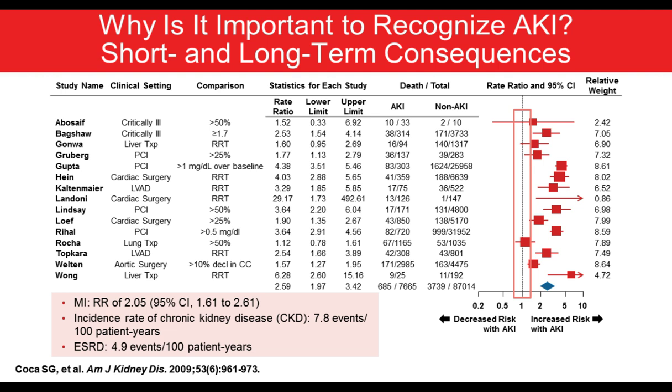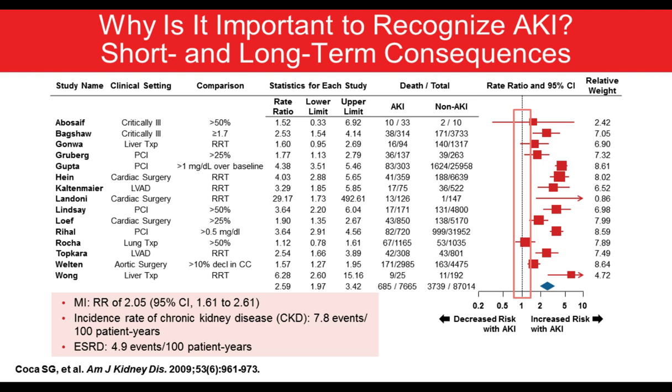Those injuries could be sustained in a variety of clinical settings, like critically ill patients, liver transplant patients, PCI, cardiac surgery, lung transplant, or aortic surgery. Then they looked at the death rate in patients who had AKI versus those who did not. As you can see on the rightmost side of this figure, which shows the relative risk ratio of death for patients who had AKI versus non-AKI.